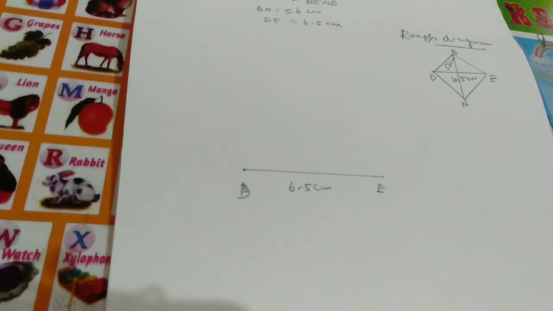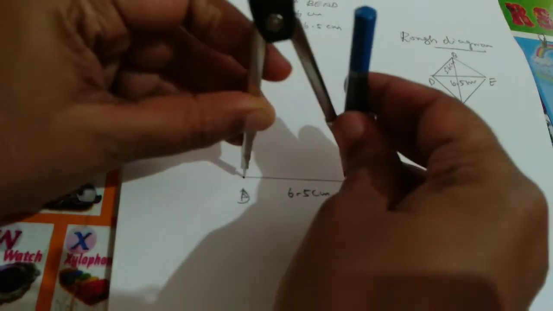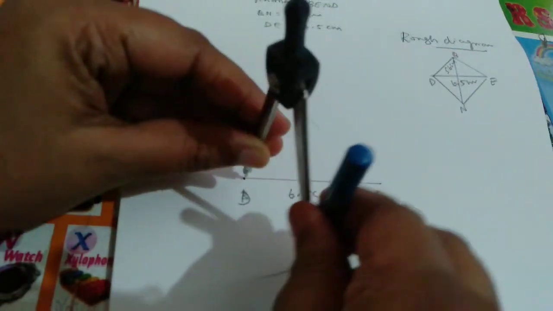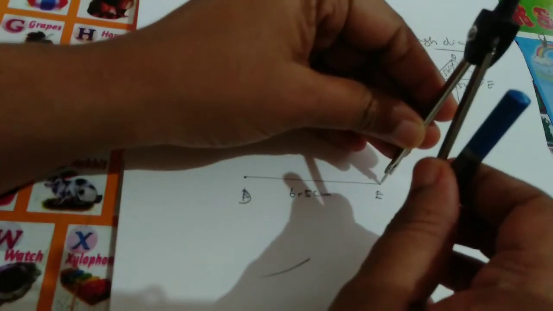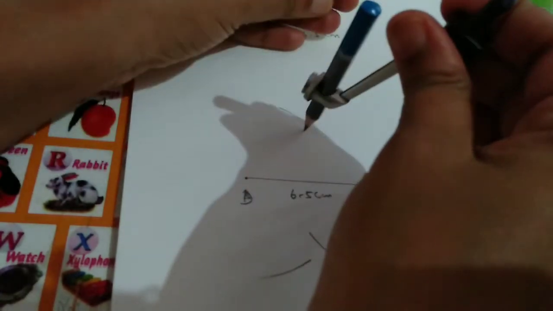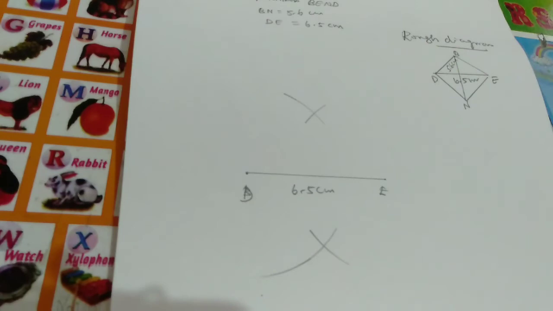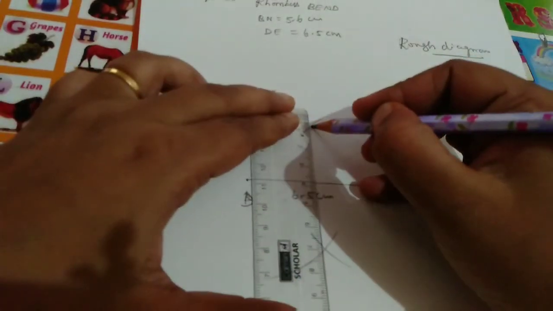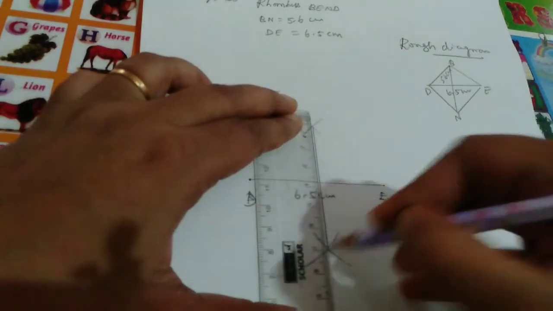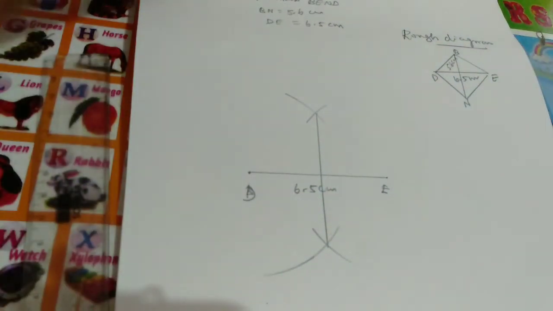So how to draw a perpendicular bisector? Take more than half in the compass. On this line, cut one arc on this side, and even on this side too. Next, keep the compass on the other side and cut one arc. Now join the lines. Okay, now join the line. So this is now the perpendicular bisector.